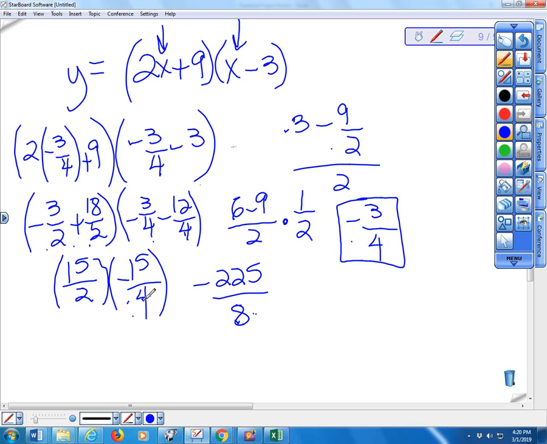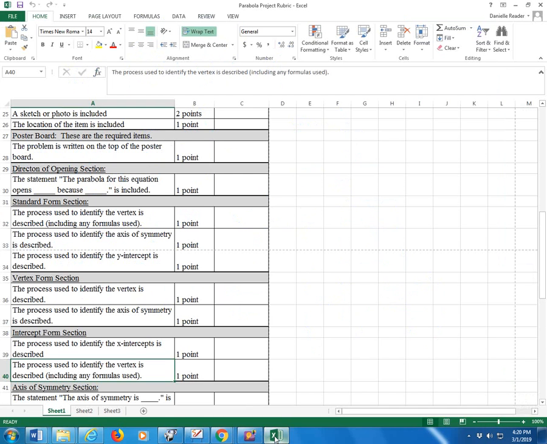So ask yourself, does my answer make sense? The vertex using the intercept form is negative 3/4, negative 225/8. And that's how I do it using vertex form, which is what this is, our intercept form. The process used to identify the vertex is described. That's what I just did. And the formula that you might use is the midpoint formula.